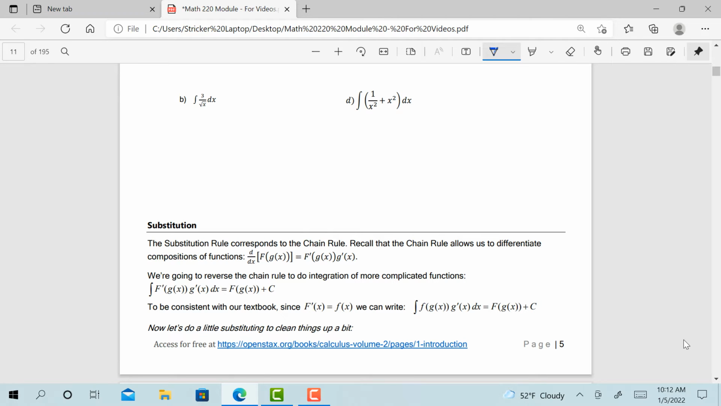The first one is a reminder that this is the opposite of the chain rule. It's an integration rule for undoing the chain rule, which you can see right here. Here's our chain rule. And so it basically takes an ugly looking integral like this guy over here, and makes it simpler. And we do that by making a substitution.